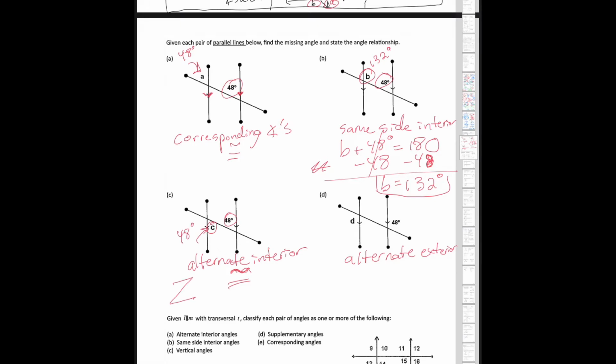I like to think of this kind of as a Z. It looks like a Z if you were to extract this part out of here. And when you think of the Z, anything that's on the inside of them are congruent. And then our last one is alternate exterior angles. So alternate exterior was the last thing we added in. Alternate exterior is always congruent, so angle D is equal to 48 degrees as well.